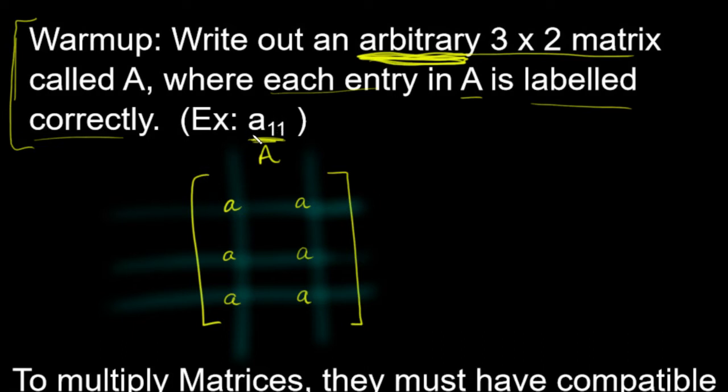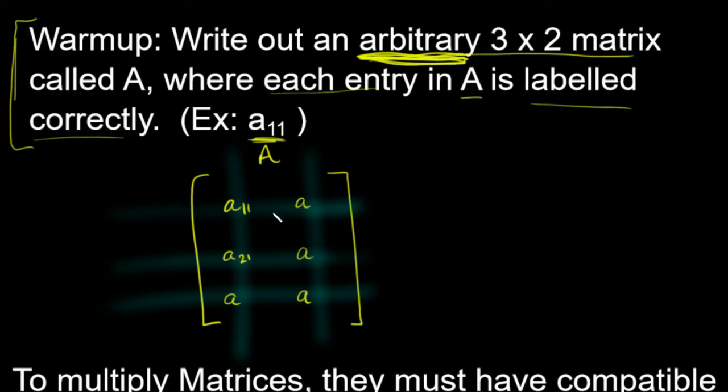So I'll get you started and then you try to do the rest of them. The first row, first column entry will be A11. The second row, first column entry will be A21. Do you guys get the idea? If you can, try to pause the video and finish this by labeling each of these other A's with their address.